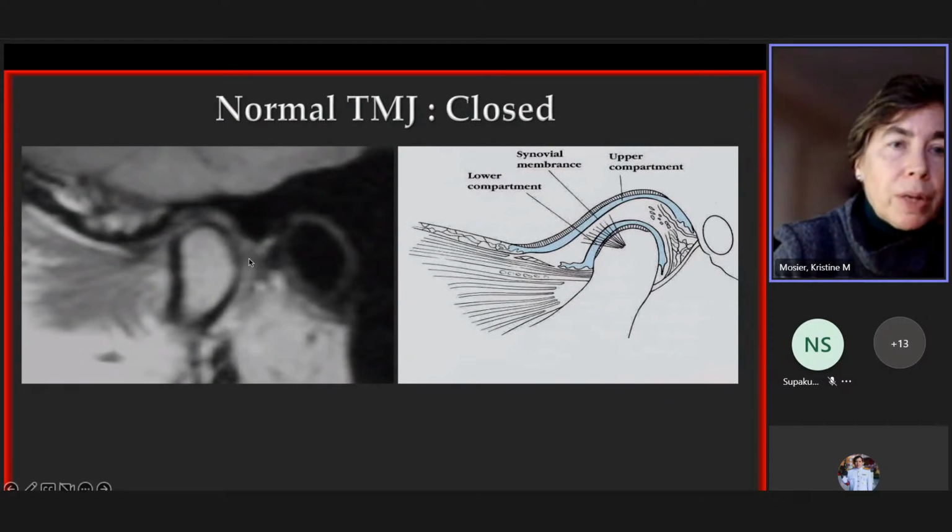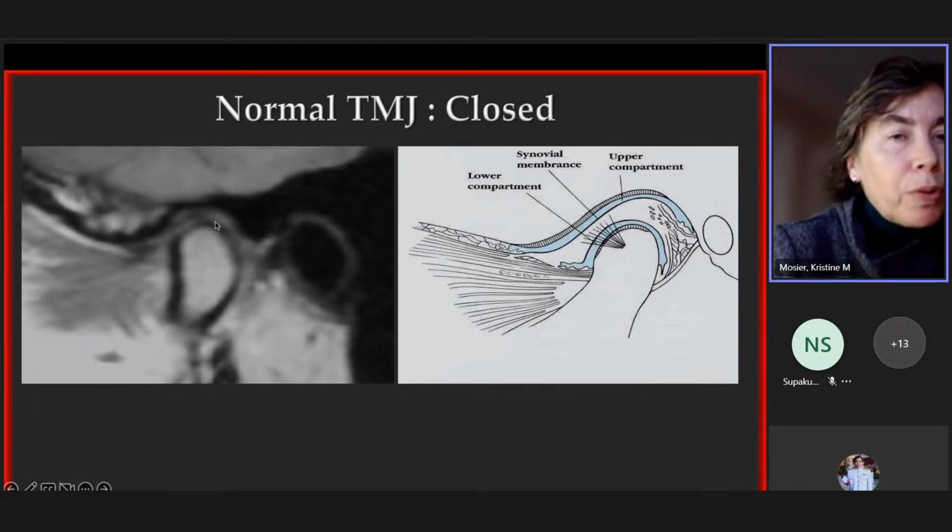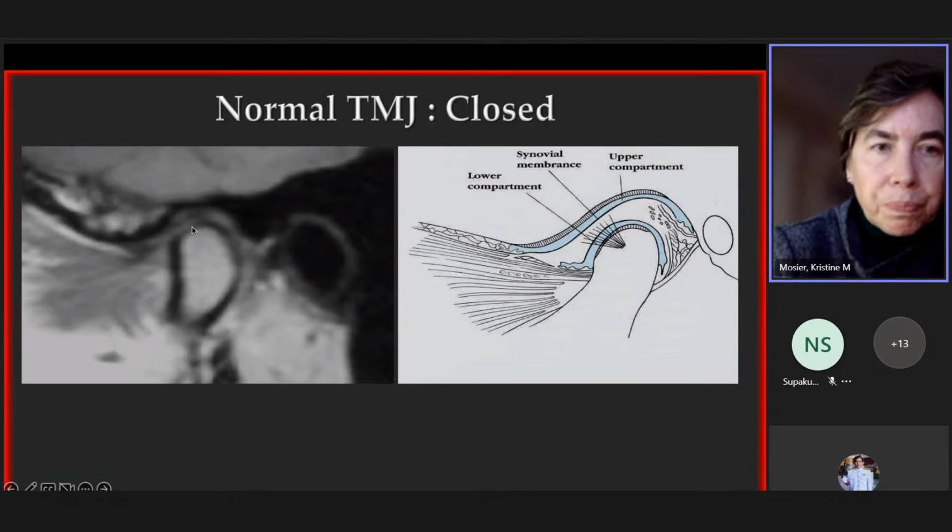So let me just go back here really quick. This is an older T1 weighted image of an adult with a normal condyle. We see normal rounded profile of the superior aspect of the condylar head, nice intact cortical bone, and we see this bow tie configuration of a normal articular disc, this hypointense T1 signal.